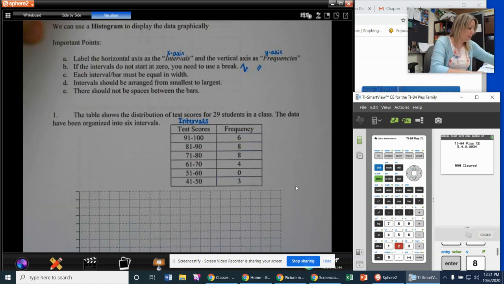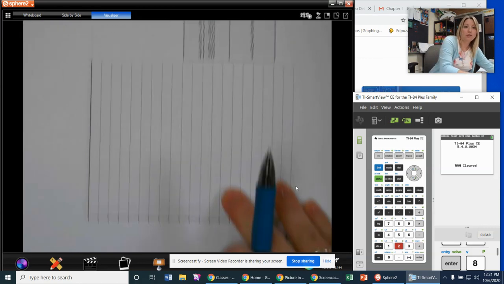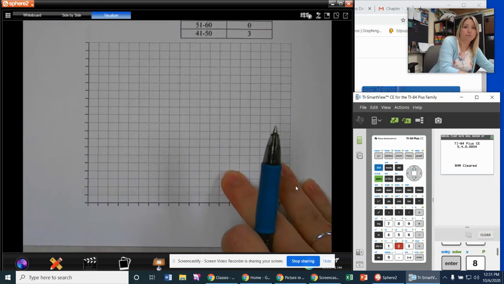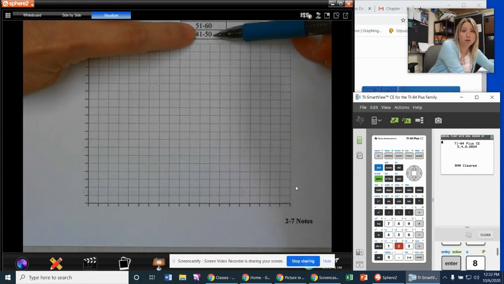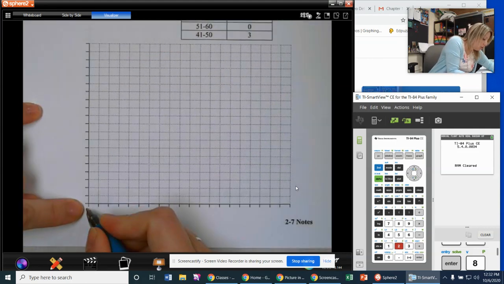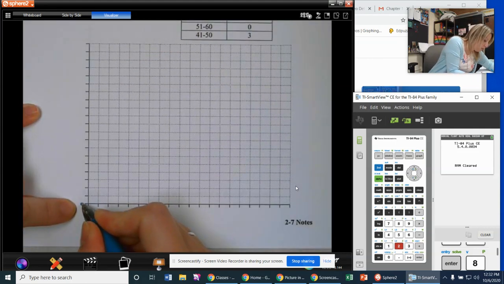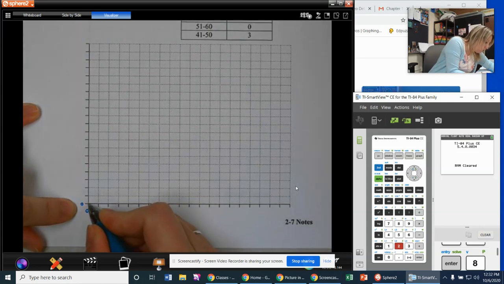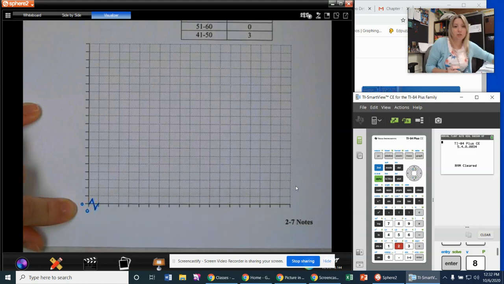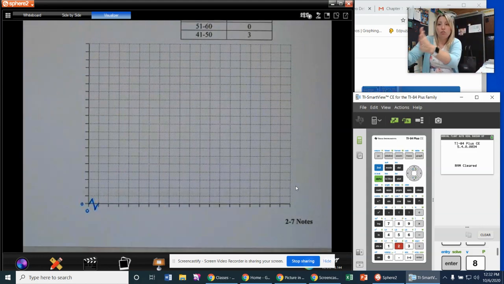Now that I've gone through all that, let's actually get this stuff on the graph. Okay, so my lowest interval is 41 to 50, which means it doesn't start at 0, but this starts at 0 right here. This is 0 for frequency and interval. So as a result, I need to put a break, and I'm going to use the Harry Potter scar right here because, mischief managed.